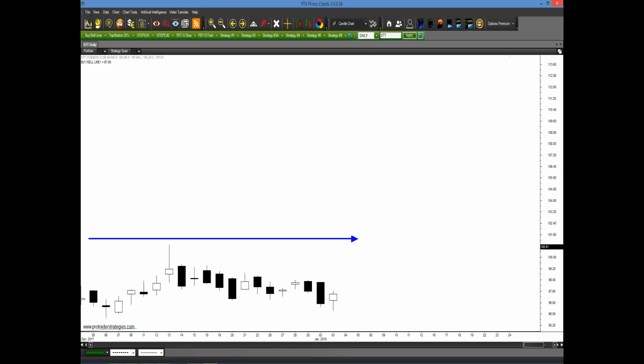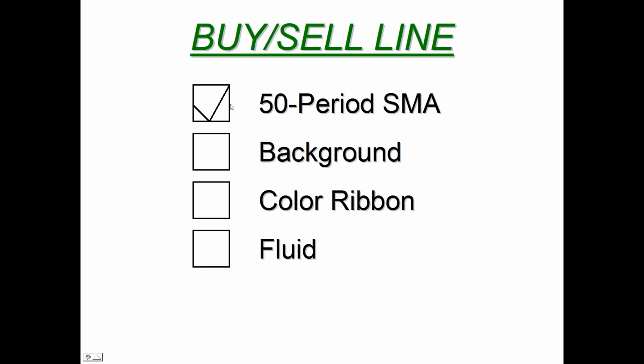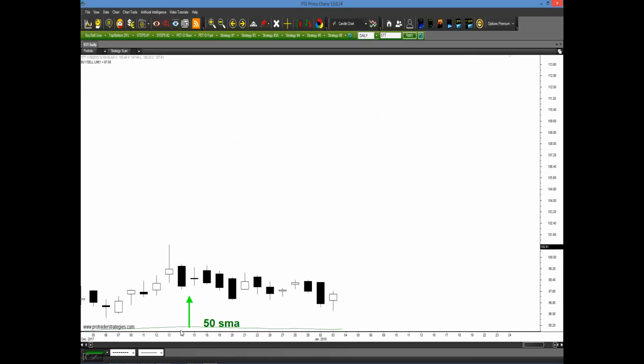And what's the market telling us? Well, the first thing is the market's telling us it's above the 50-period moving average. You just see right here. How will we find out? Well, we click on our buy-sell line. Excuse me, I backtracked there. You click on 50-period moving average, and automatically you'll see that price is above. Okay, this is all the ease in which we made everything for you on our new PTS Primo charting platform.